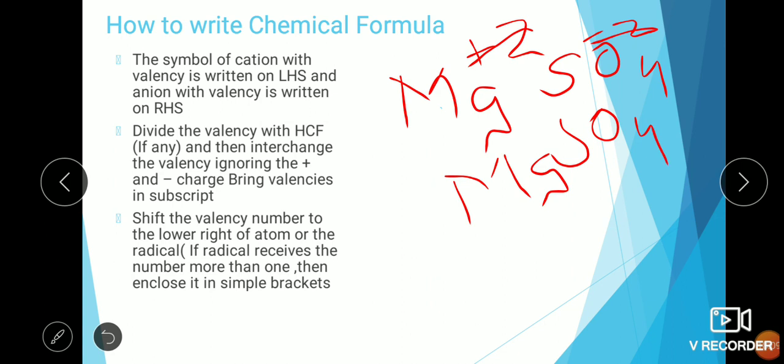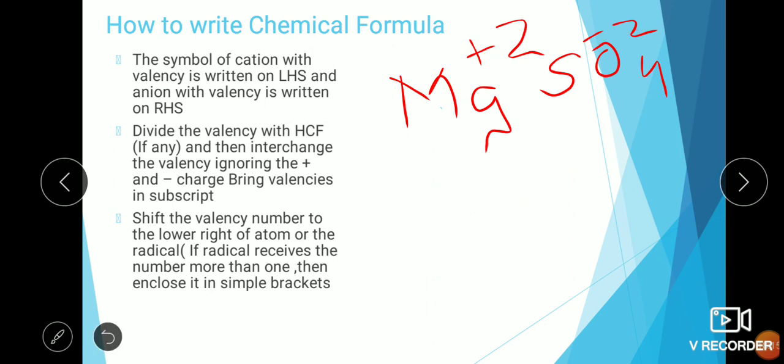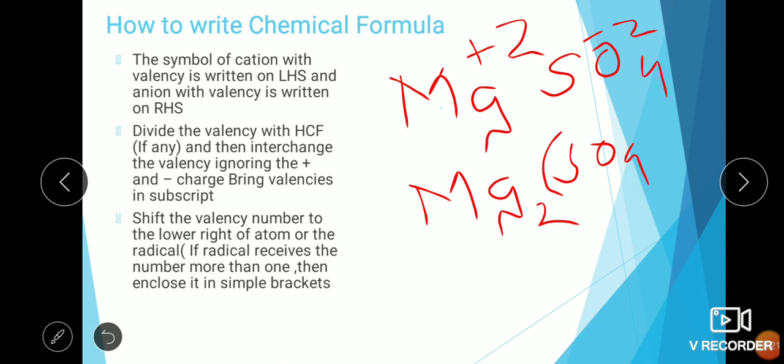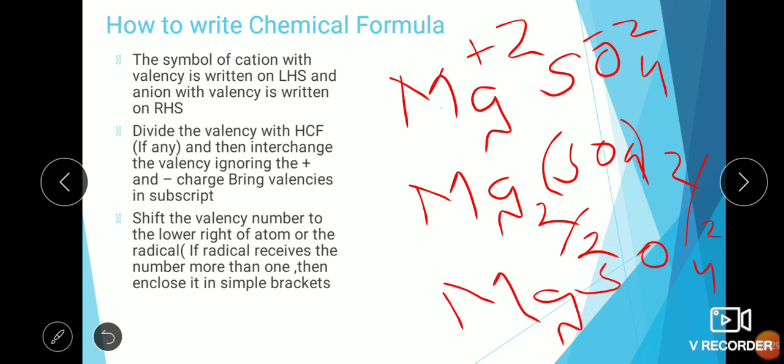If you do the earlier method also, which I was talking about, while doing the cross multiplication, again you can cross multiply this, it will become Mg2 in the bracket SO4 whole twice. Now 2 is the highest common factor, so 2 by 2 and 2 by 2, your formula will again become MgSO4. Whichever way you find it easier, you can follow that path.